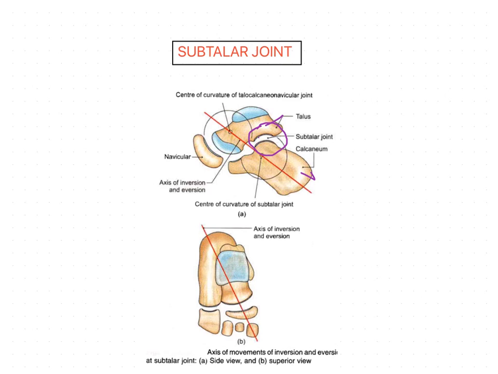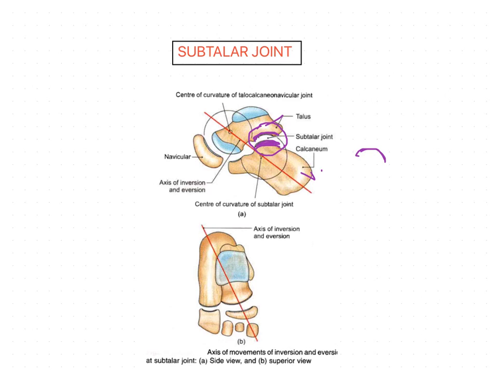This one is a synovial joint, plain or gliding variety. The articular ends: below, the articular facet of the upper surface of the calcaneum, which is slightly convex, and above, the concave facet. Here you can find the talus, which has a concave facet on the inferior surface of the body of the talus. These are the articulating surfaces of the subtalar joint.